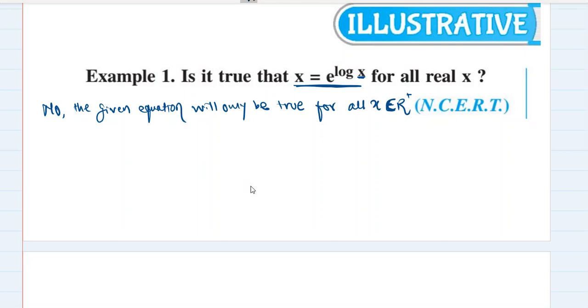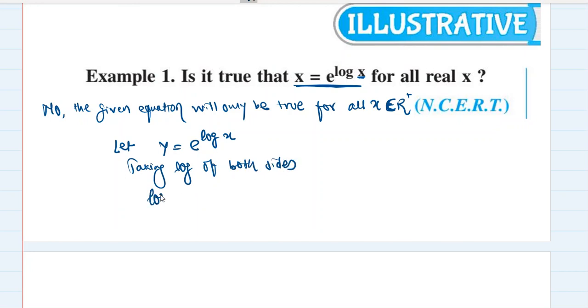Okay, so to prove this, what we will do, let y is equal to e raised to log of x. For simplifying this, we'll take log of both the sides. So taking log of both sides, what do we get? Log of y is equal to log of e raised to log of x.